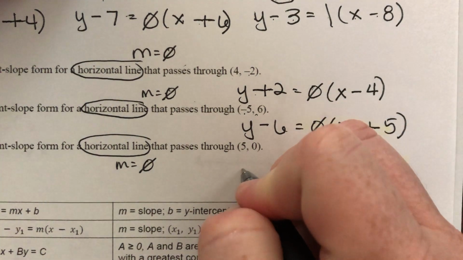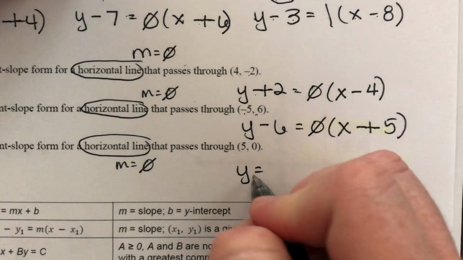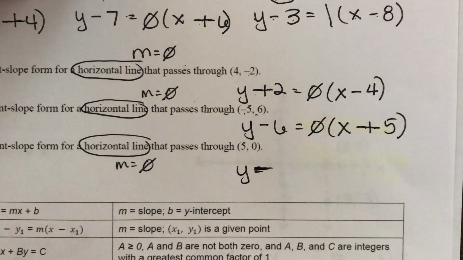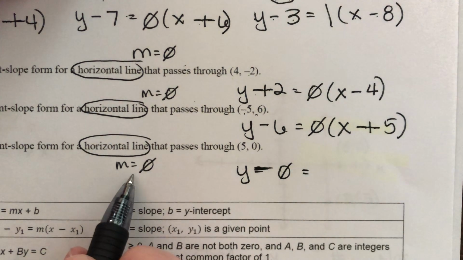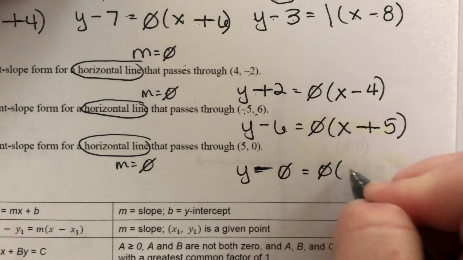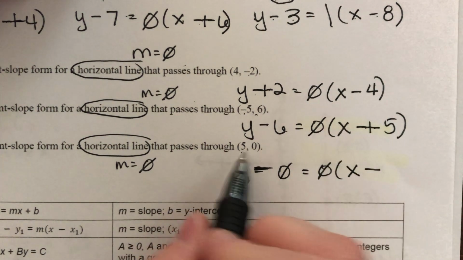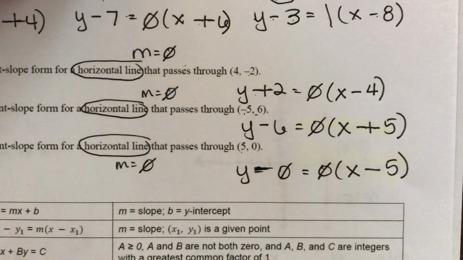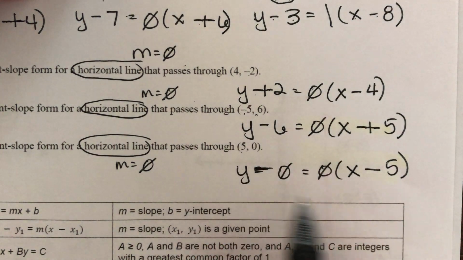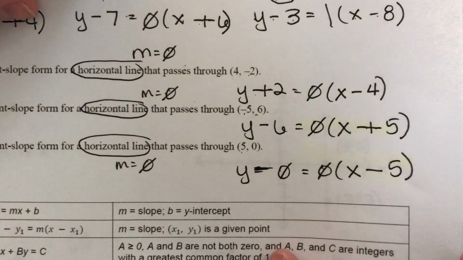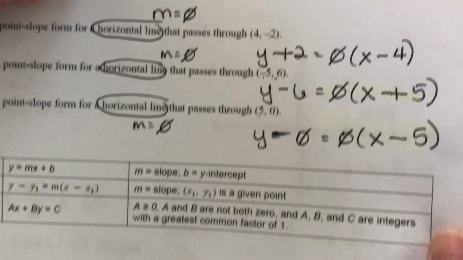Okay, and then number 11, y equals, or sorry, not y. Y minus my y value, which is 0, equals m, which is 0, times x minus my x value, which is 5. And of course, there's a lot of simplifying to do here, but once we start doing that, it's no longer in point slope form. So you leave it just like that.